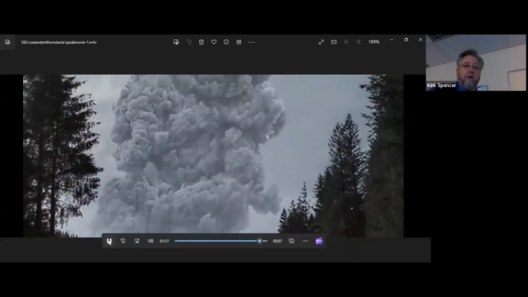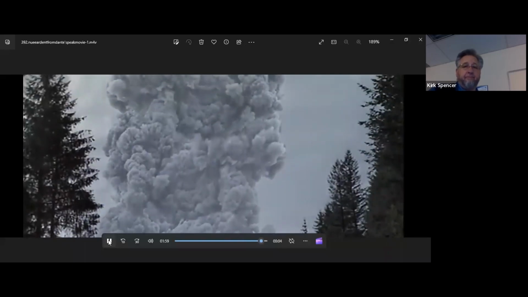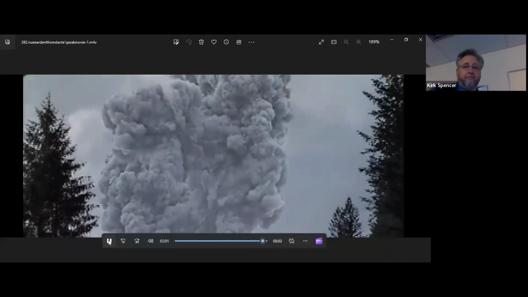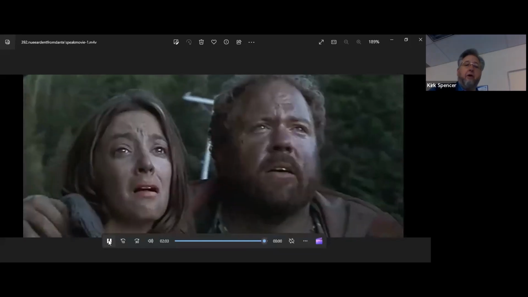That's the pyroclastic cloud. So they survived because they ran into an old mine shaft and it collapsed behind them, so they did get underground.